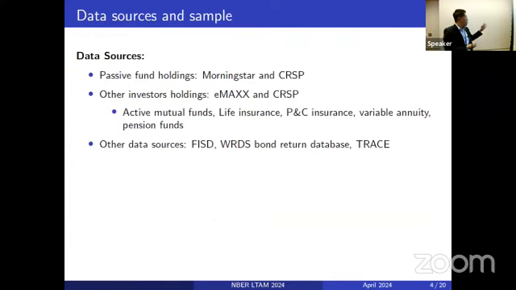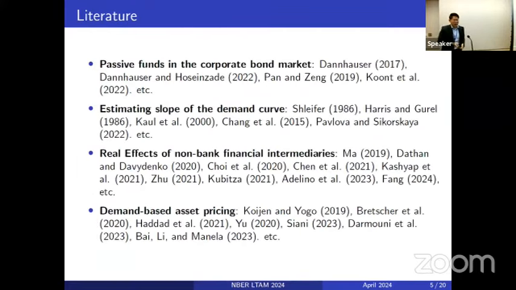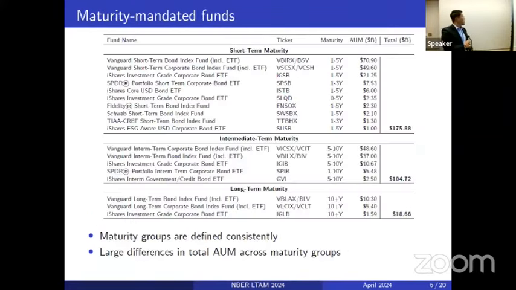Our data are quite standard. Our sample is from 2012 to the end of 2021, and we only include investment grade bonds in our sample because the market share of passive funds in the high yield segment is relatively small. And to save time, I will skip the literature.